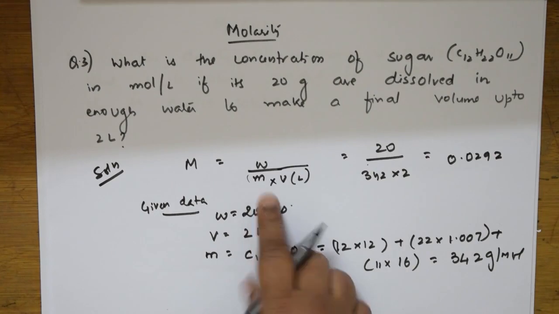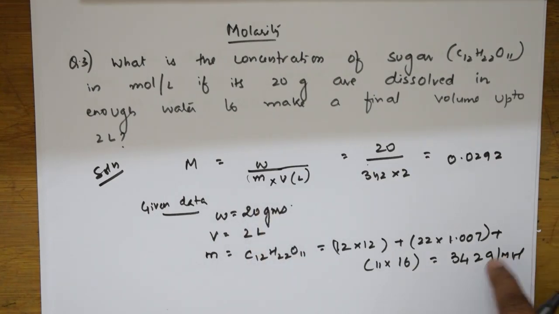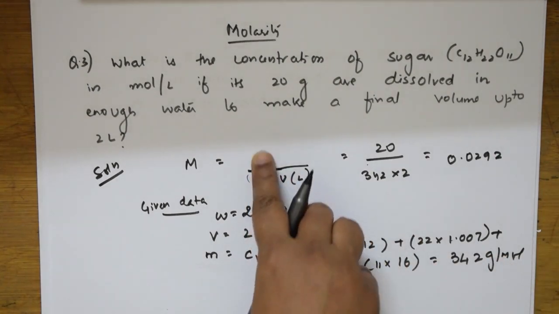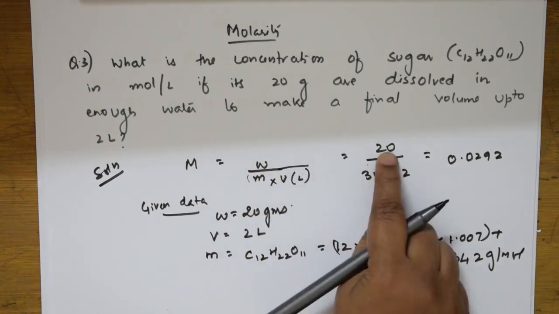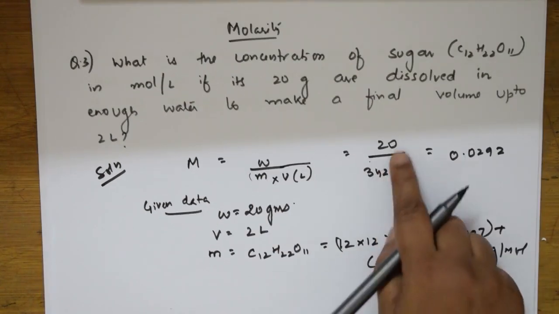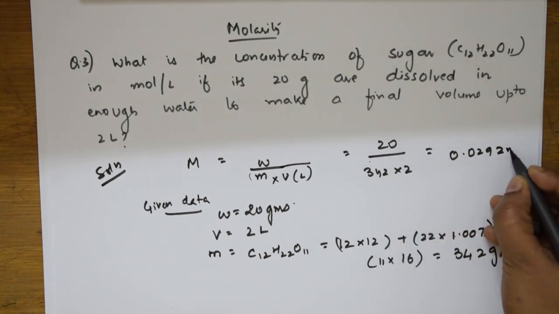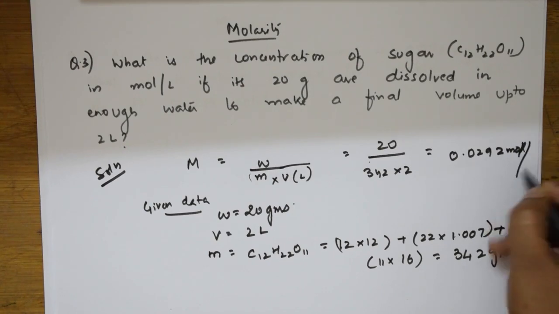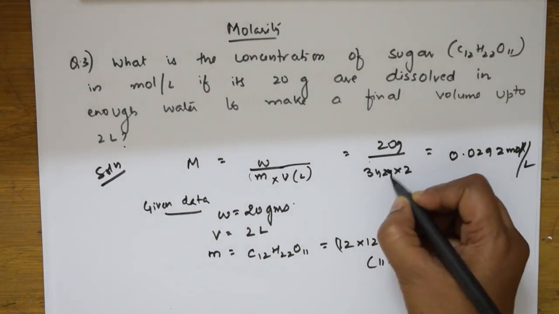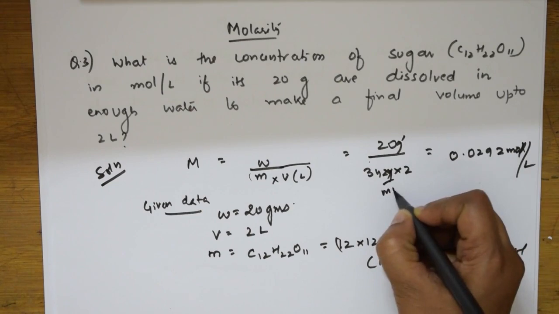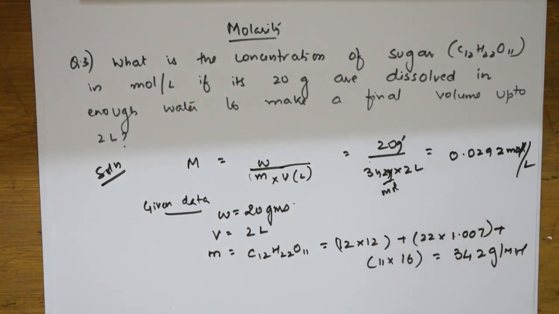Fine. So here, what are the units? The mass is in gram per mole, isn't it? Yes, weight is in grams and the molecular mass is in gram per mole. So this grams and this grams get cancelled. What are we left with? Only mole per liter. This is already mole, this is already liter. When this goes above, this becomes mole per liter. Fine. So this is your answer.